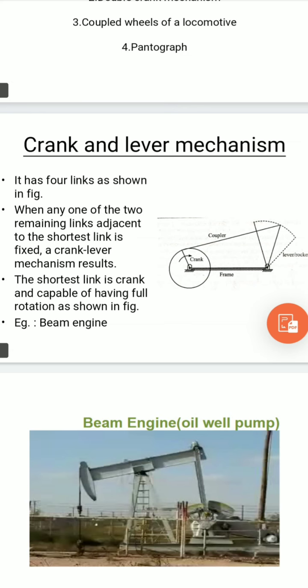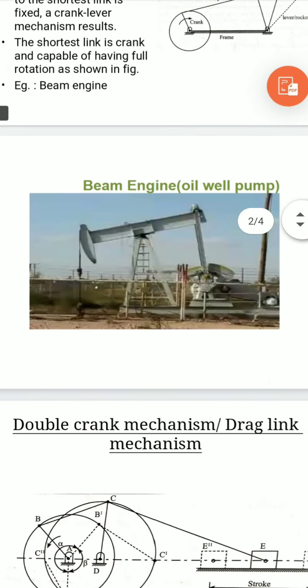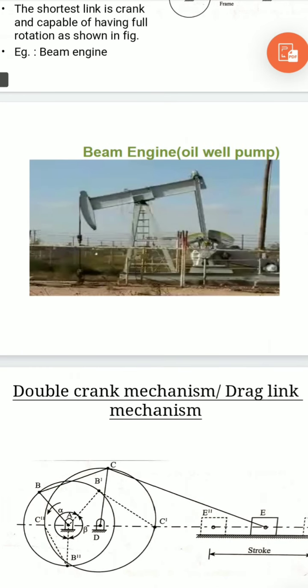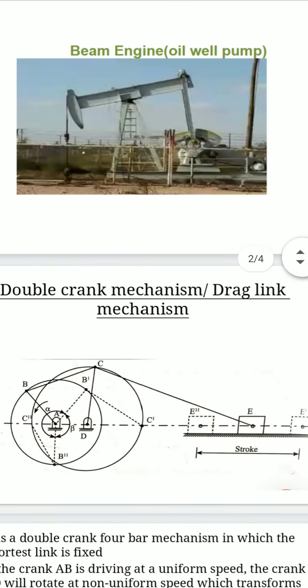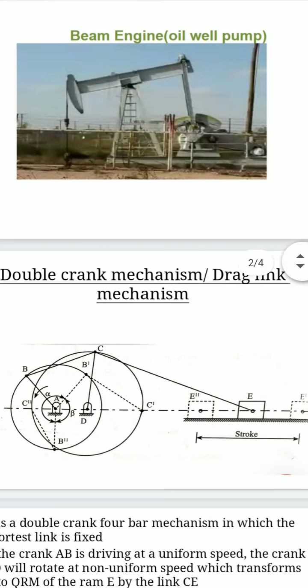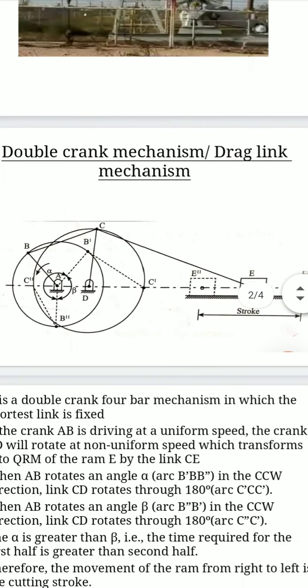That is, when the shortest link is rotated, the link opposite to the crank will oscillate. This is the example of crank and lever mechanism. An example is the beam engine, as you can see here. When the crank rotates, the link opposite to the crank will oscillate or reciprocate, and this is used in oil pumps. The second inversion is double crank mechanism or drag link mechanism.